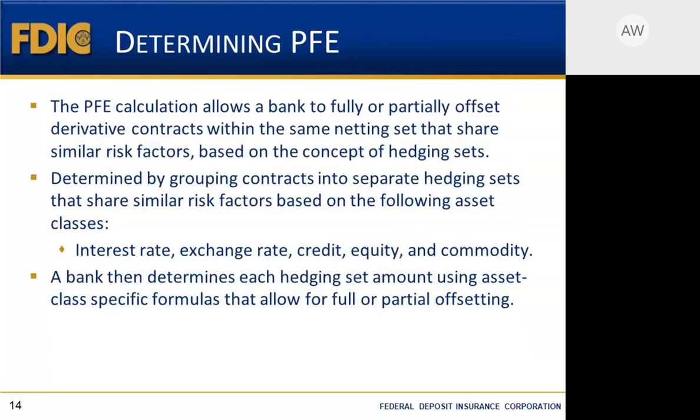The PFE calculation allows a bank to fully or partially offset derivative contracts within the same netting set that share similar risk factors based on the concept of hedging set. A bank then determines each hedging set amount using an asset class specific formula that allows for full or partial offsetting. And that's what I was referencing before.